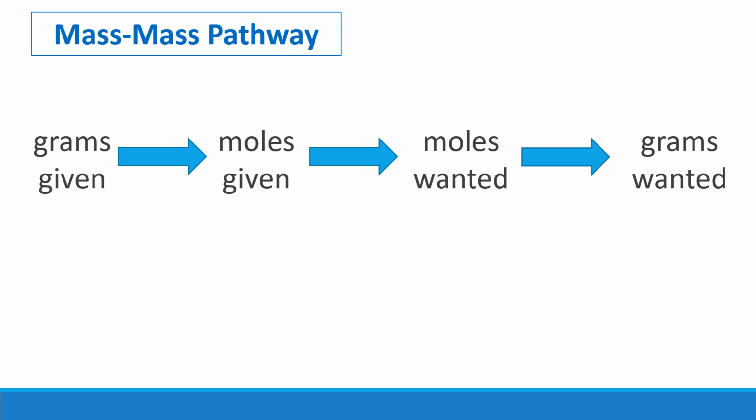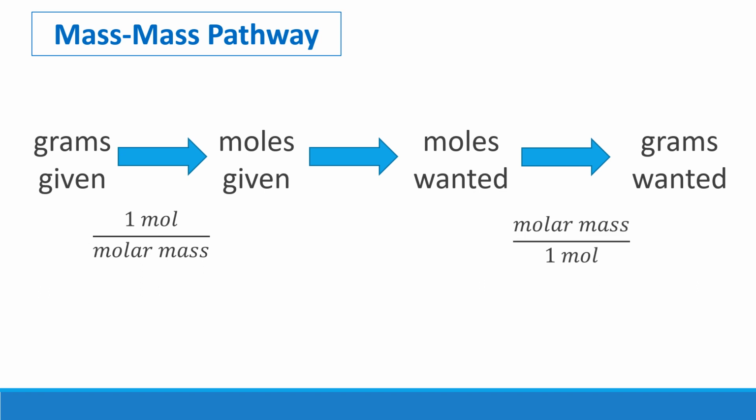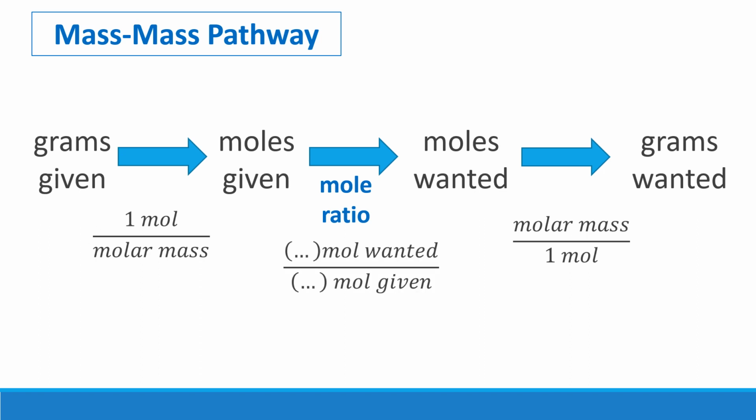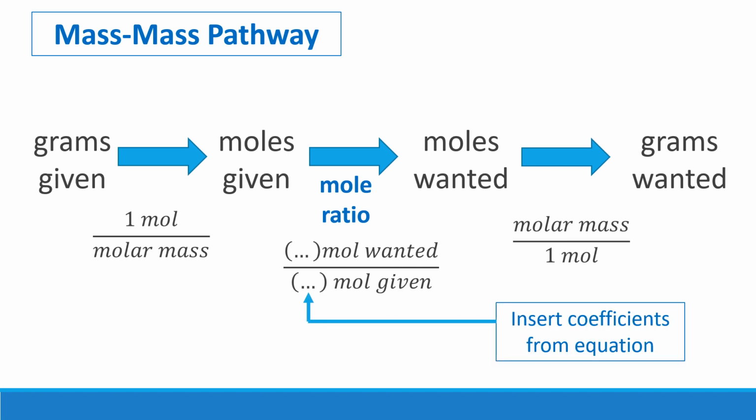Now, 3 arrows there, we're going to need 3 conversion factors. So grams to moles, I'm just going to be using our knowledge from last unit, 1 mole over the molar mass for the first step, and for the third step, the molar mass over 1 mole. So that's the stuff that we've already done a lot of. And then that middle step, when we're going from moles of given to moles of wanted, that's when we do our mole ratio. And that looks like this. It always has moles of wanted in the numerator and the moles of given in the denominator. And where those little dots are, that's where we put the coefficients from the balanced equation.